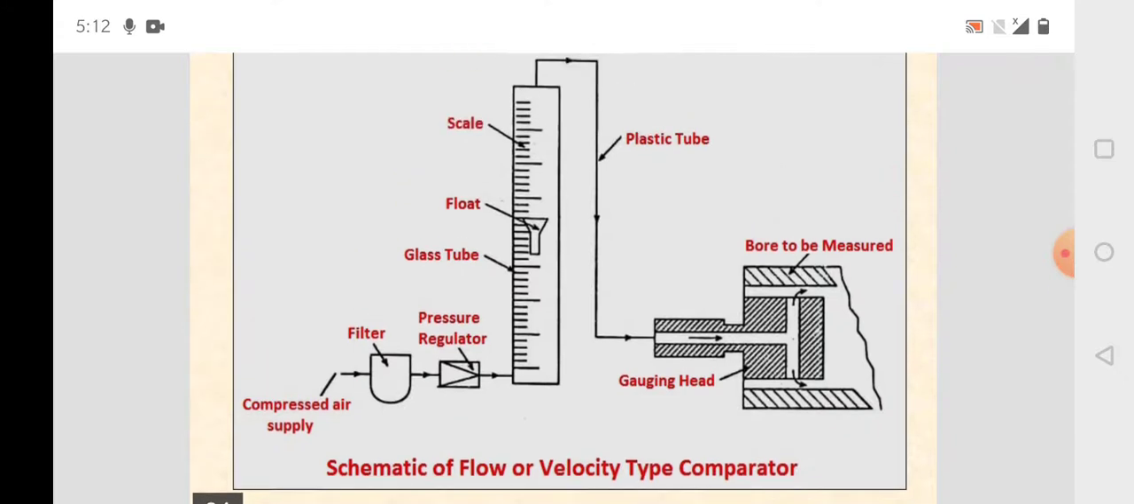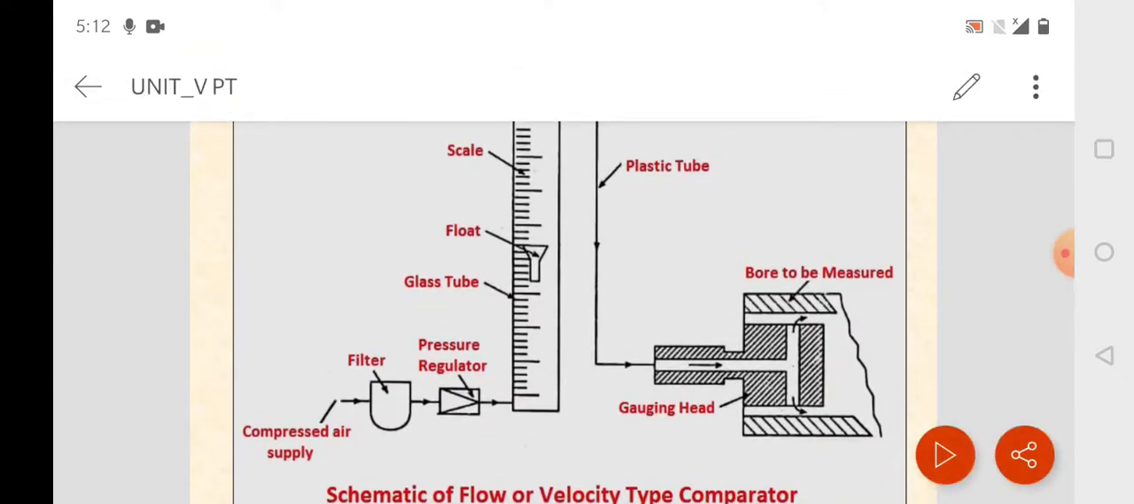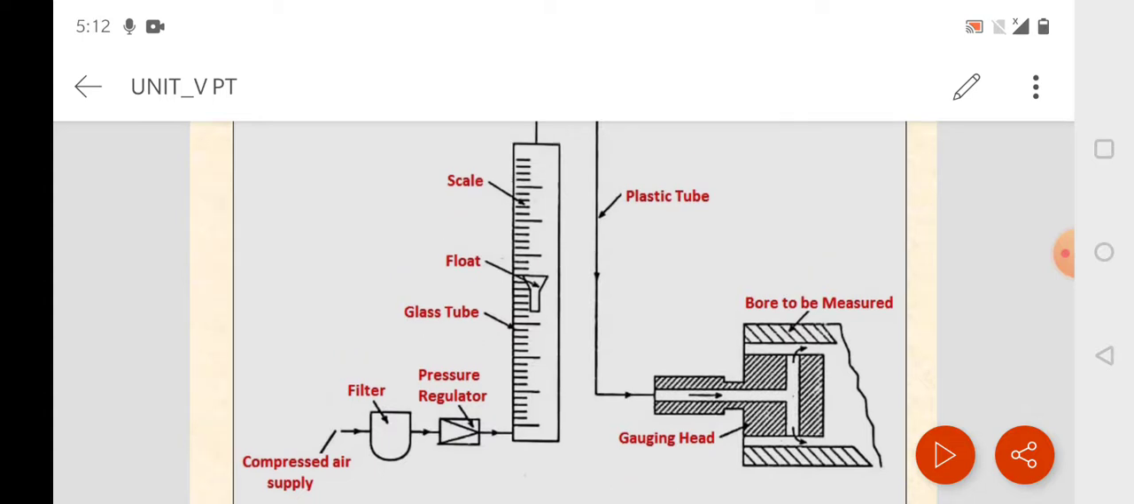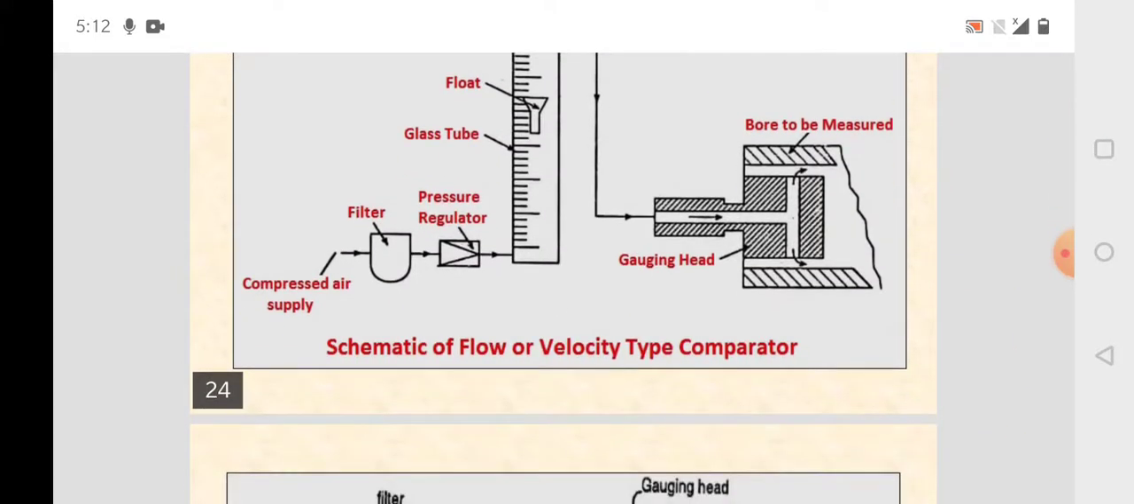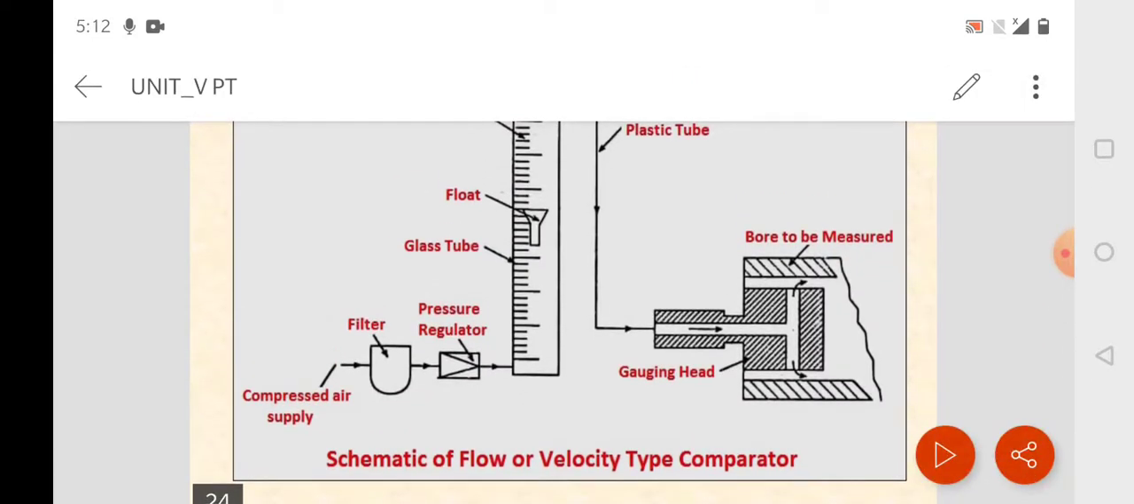Now if the air is not passing through this gauging head, if the gap between this gauging head and the cylinder bore is very small, this float will be at the highest position. And if this gap is bigger, the air will freely escape through this opening and this float will be at a lower position. So the variation in the height of this float will give you the reading or the variation.